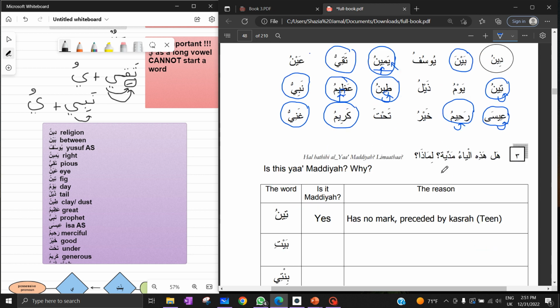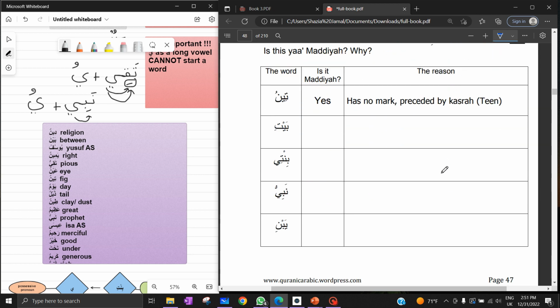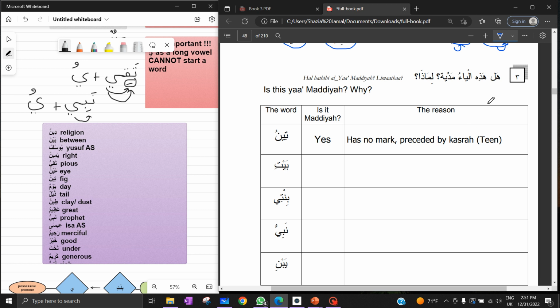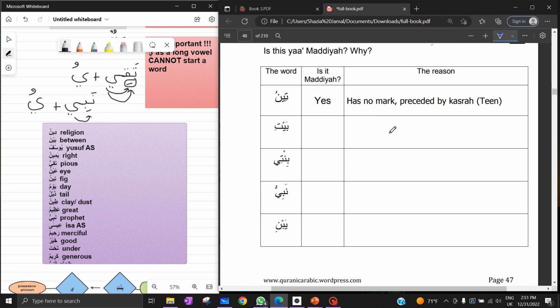And let's move on to this. This is a very good exercise. هل هذه الياء مدية؟ لماذا؟ Means, is it ya midya? Is it a long vowel? You need to check the words and see if it is a long vowel. And limaza means why. If there is a long vowel, you need to give your reasons why it is a long vowel. And if it is not, then also you have to give reasons why it is not a ya midya. So this is a very good exercise we will do together.